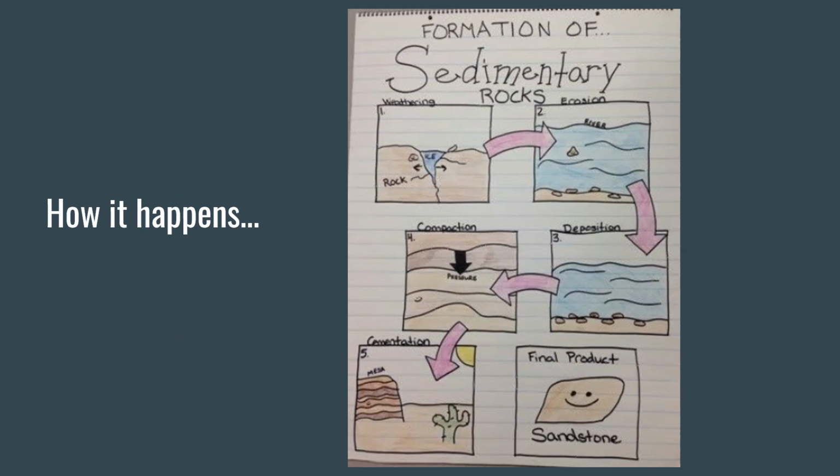Here's a nice little illustration that a student made. You can see the first is weathering. After something is weathered, it erodes. That means it moves somewhere. Then it is deposited. That means it's dropped somewhere for a while to sit around. And then as that happens, more and more layers get dropped on top of that, and it compacts and cements together, finally creating a rock. This example would be creating sandstone.